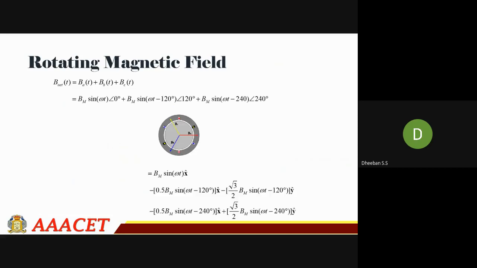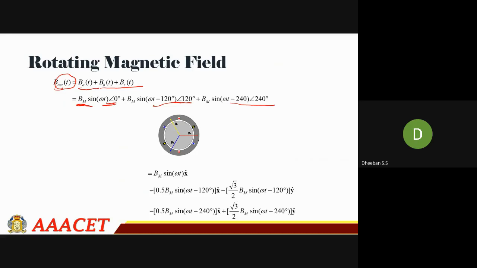So here the rotating magnetic field is given by the magnetic field intensity, which is nothing but Bm. The net value will be the summation of all the three phases. If Bm is the maximum magnetic field intensity, then it varies as sin omega t. First for the R phase it will be 0 degree, then for the B phase it will be 120 degree, then for the Y phase it will be 240 degree.